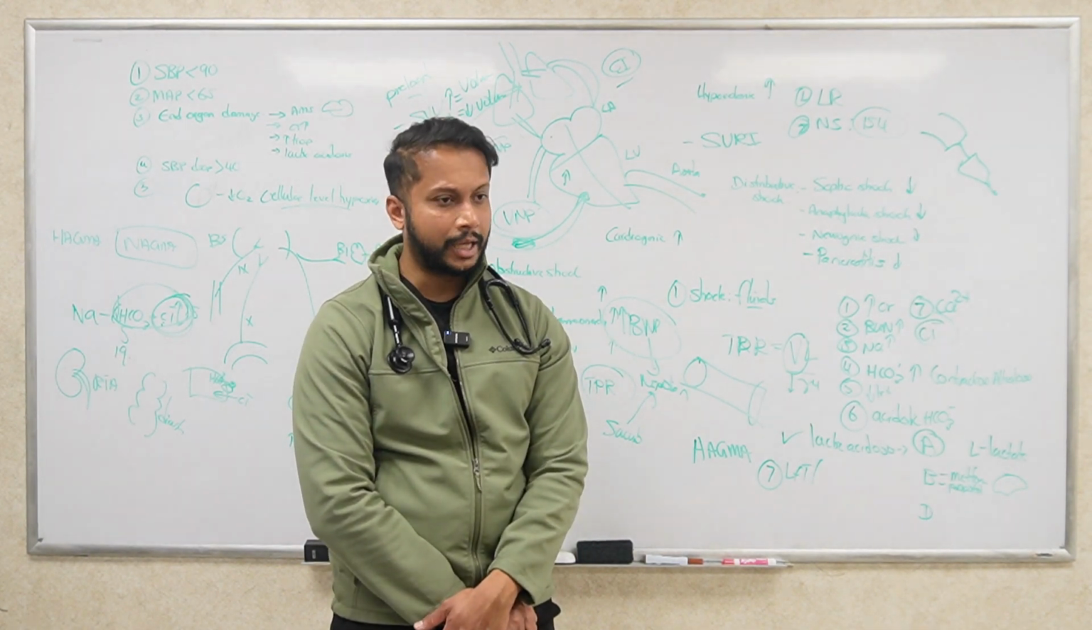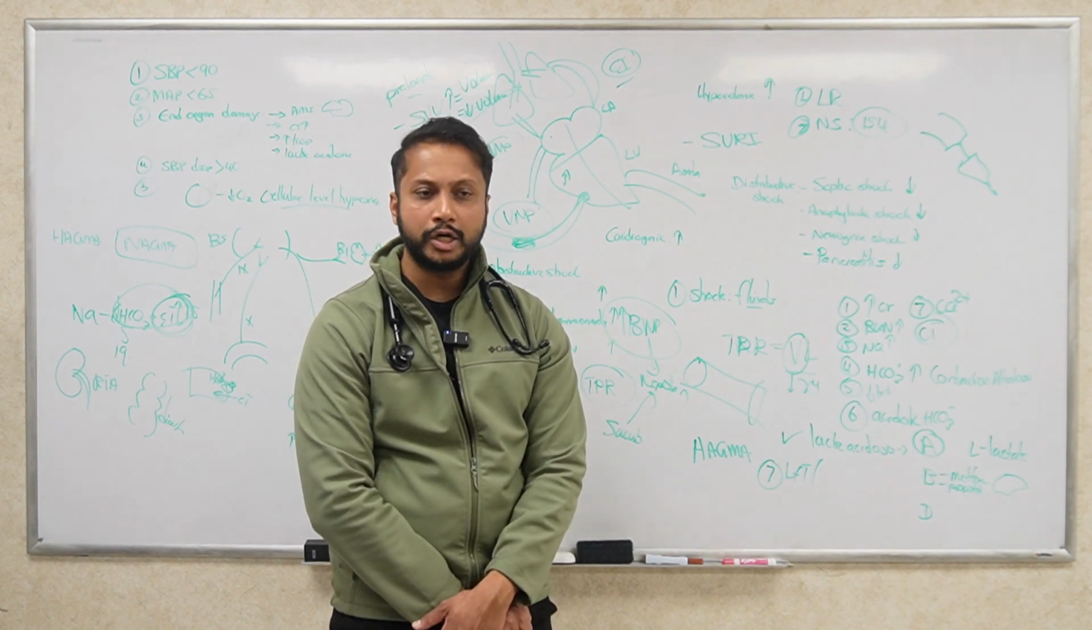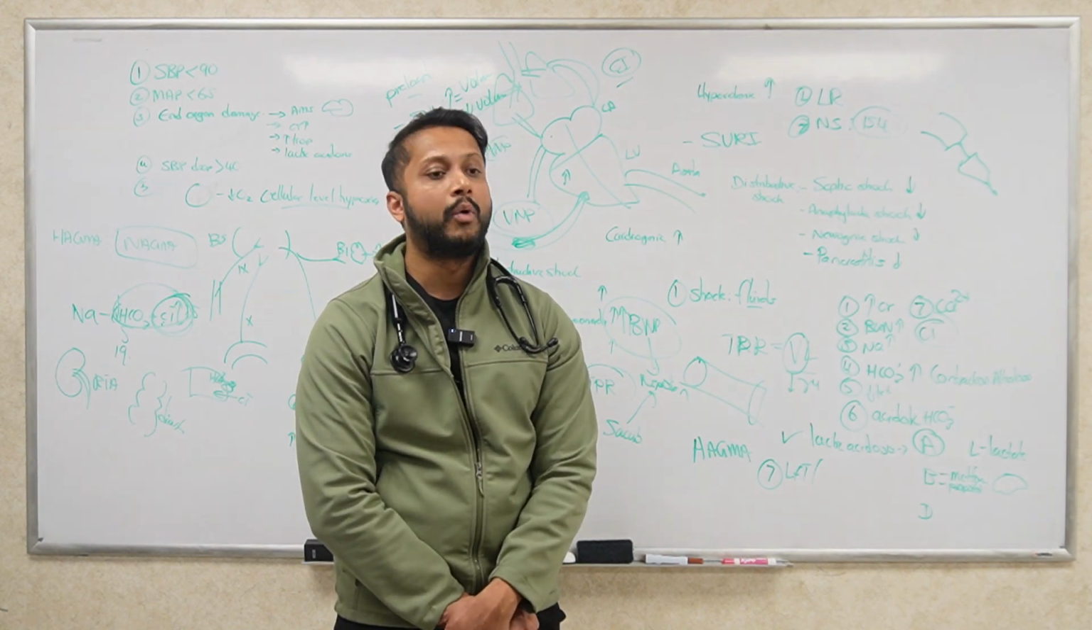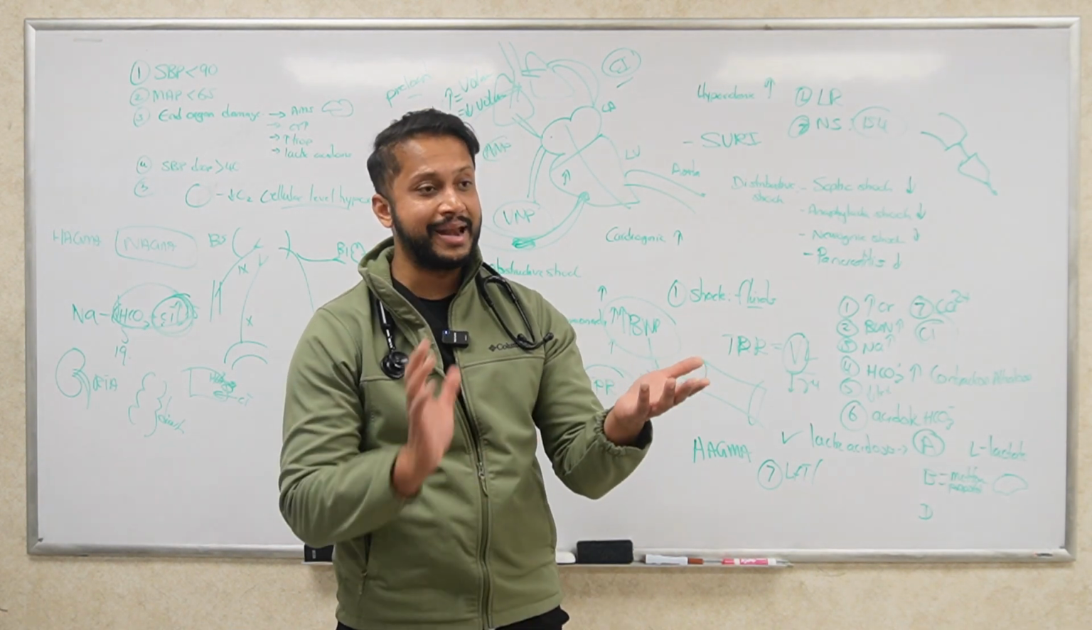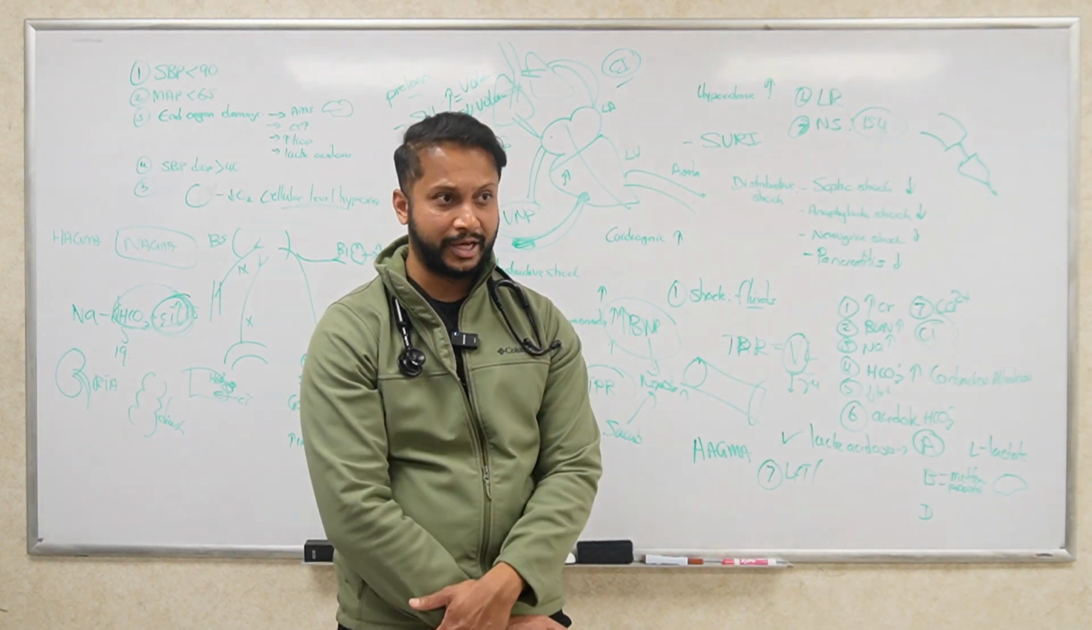You're going to start pressors. And what pressors are you going to pick first? Norepinephrine, not Dobutamine, not Milrinone. You will raise that blood pressure. Start with norepinephrine. Once you have the norepinephrine, bring the blood pressure up. Now you can add your Dobutamine or Milrinone as an inotropic agent.